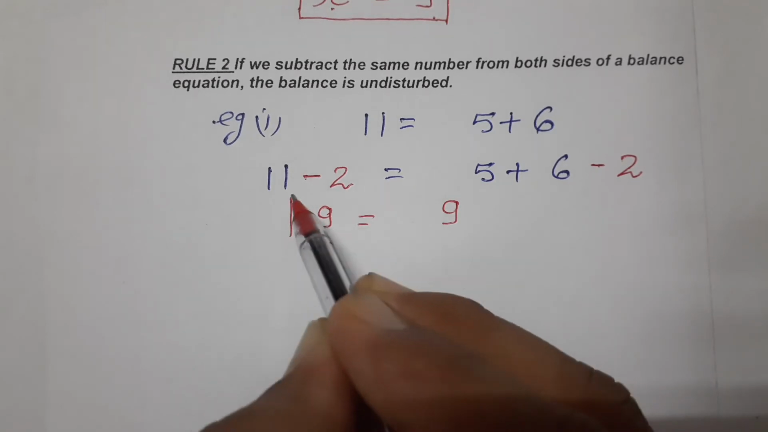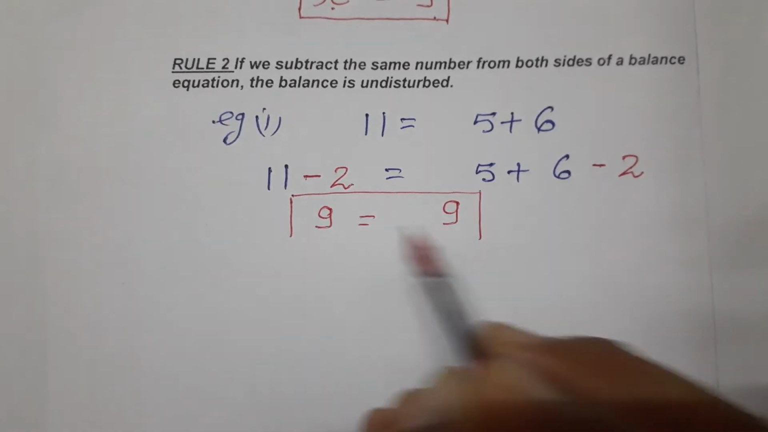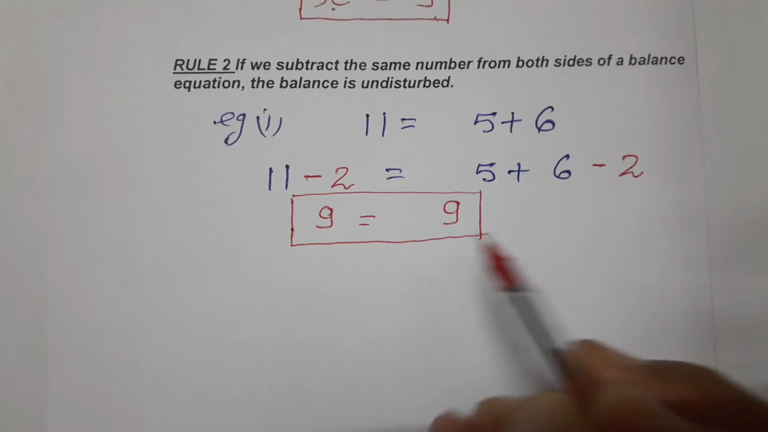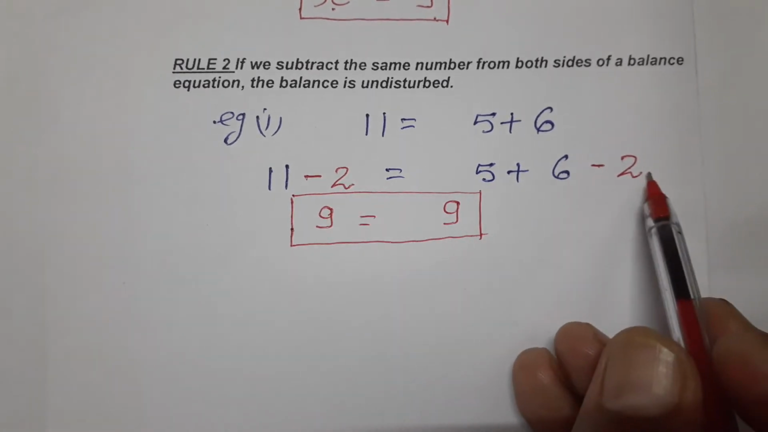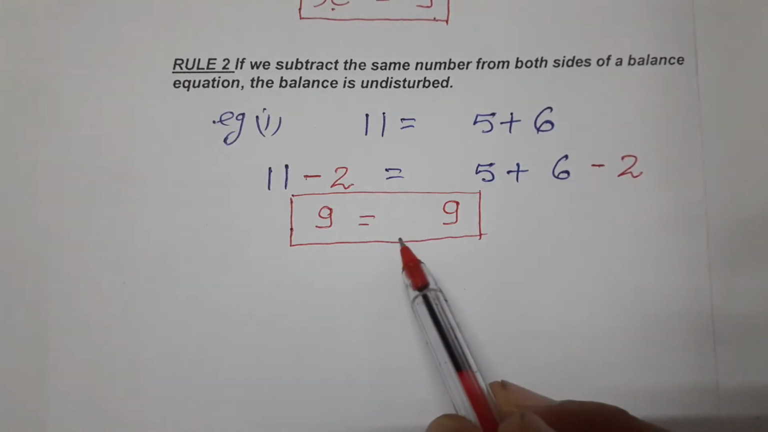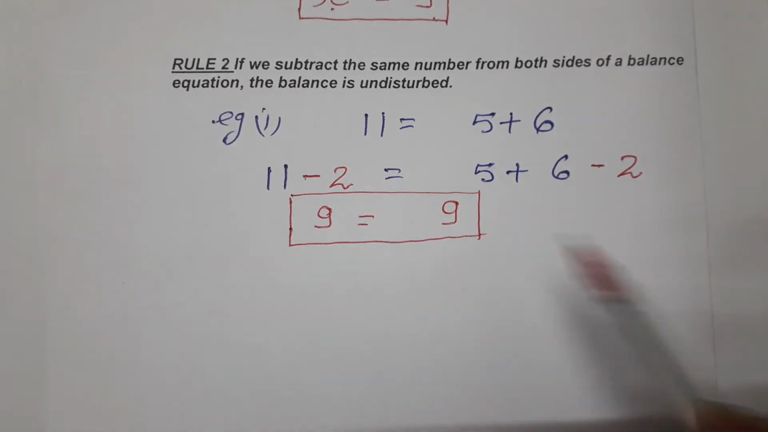So the balance is undisturbed. The balance is not changing. The equation still holds. So if we subtract the same number, the balance is undisturbed. Now let's take an equation with a variable.